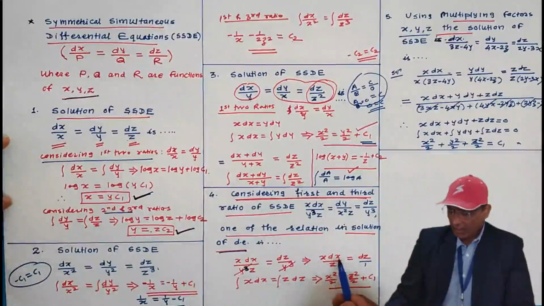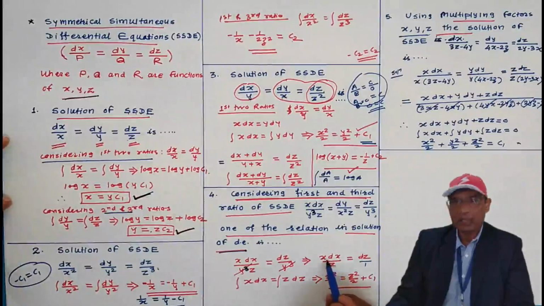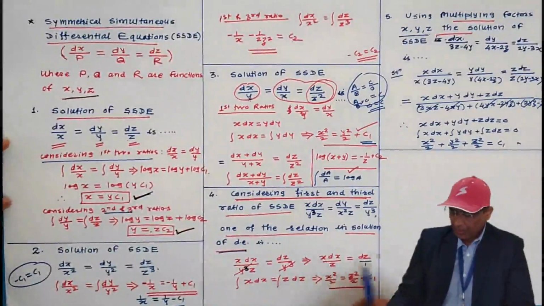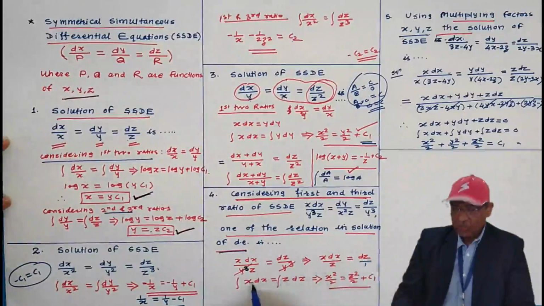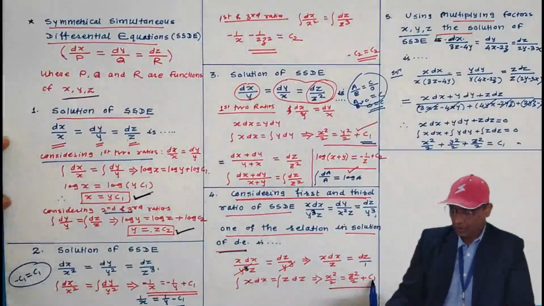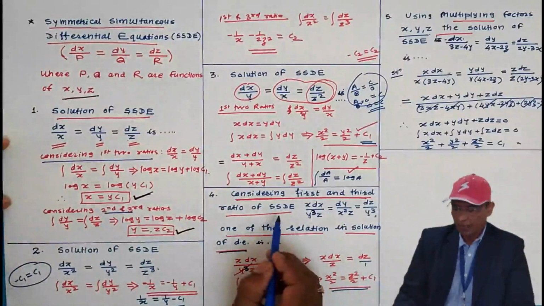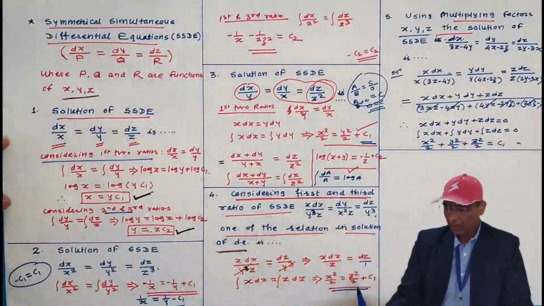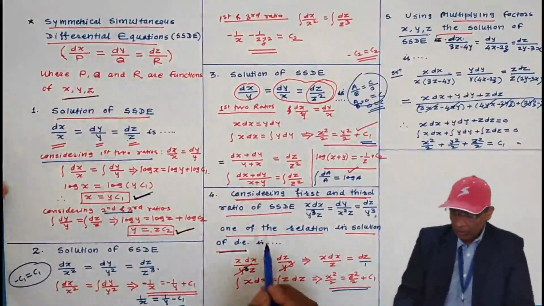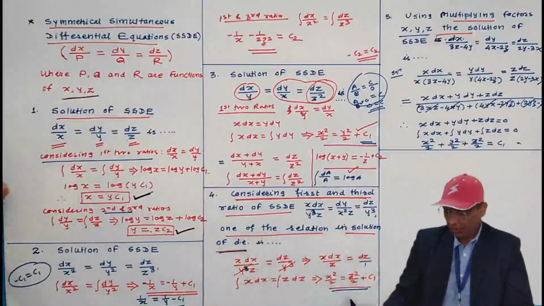Now, if you look at this very carefully, dx dz is present in the numerator. In the denominator, x and z terms are present. Okay, because this x can be written as z by x. Now separate variables. Z I have shifted here. X on the left hand side, z on the right hand side. Take integration. Integration of x is x square by 2. Integration of z is z square by 2. Plus integration constant. Okay, this is the answer to this question. Means considering first and third ratio, one of the solutions we found, or one of the relations in the solution we found. So this is the answer.